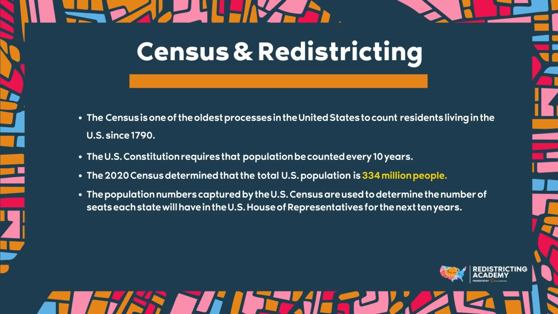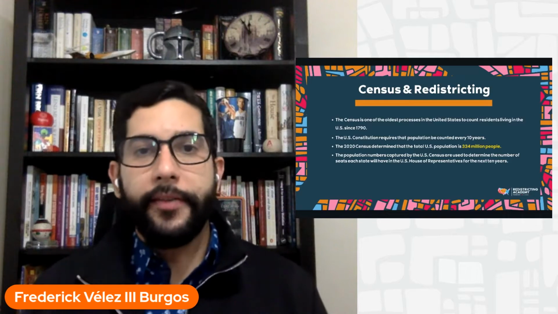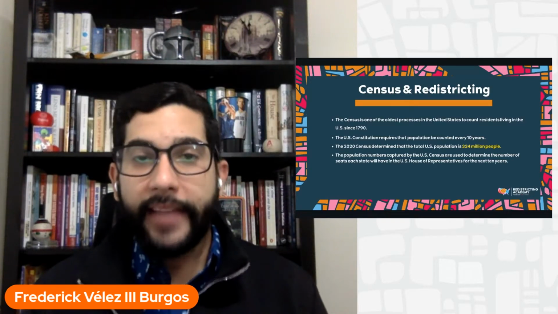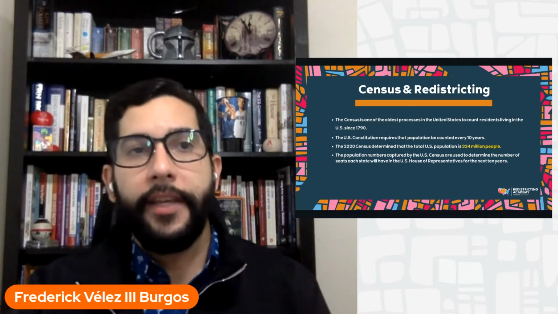Those numbers captured by the US Census are used to determine the number of seats that each state will have in the US House of Representatives for the next 10 years. So it's very important to know that the data the census gets is used to determine the size of the congressional delegation of each state. Now let's go over to the second step. The first one was the census. The second one is reapportionment.